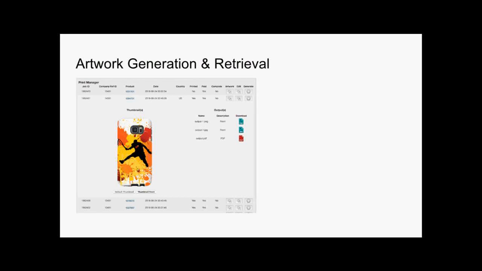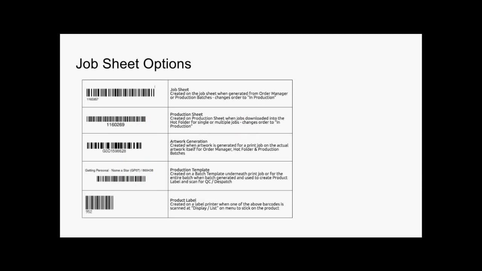Now, when we looked at last week's webinar, the theme was how to make personalization more profitable. So we looked at job sheet options, and we had various different start points for the barcode scan. Now, I'm going to focus on the fourth one down, the production template. It says here, create on a batch template underneath print job or for the entire batch when generated and used to create product label and scan for QC dispatch. Okay, so what does that all mean then?